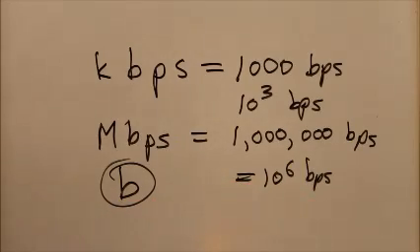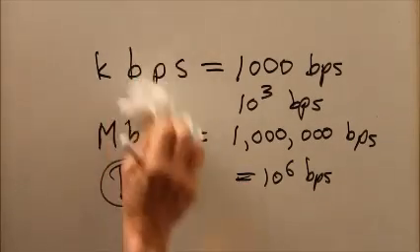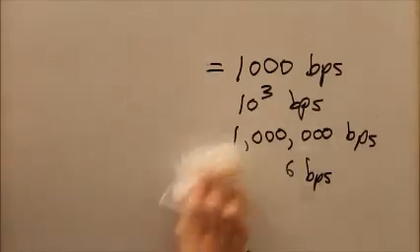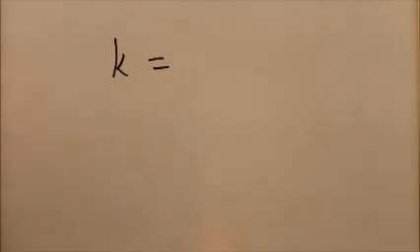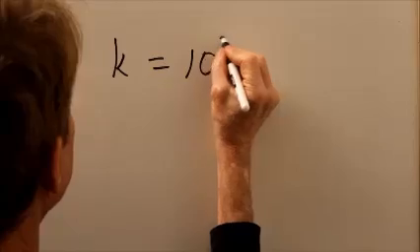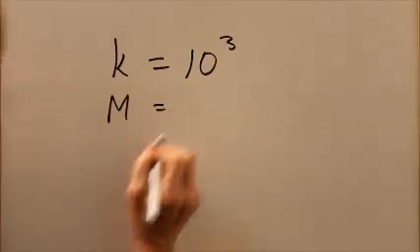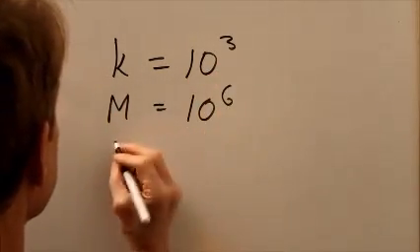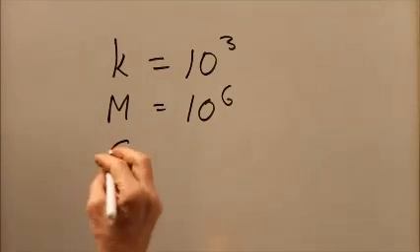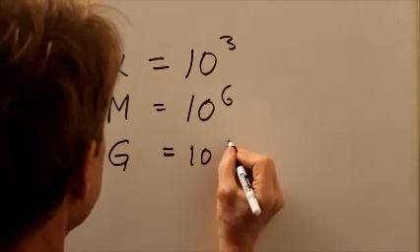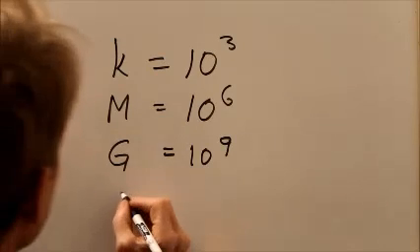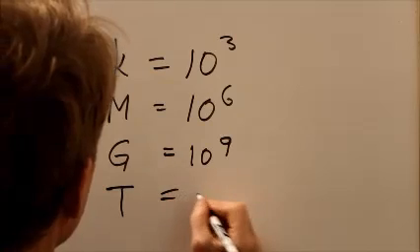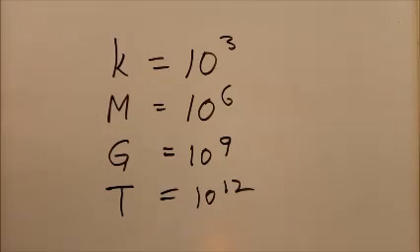As you continue to go up a gigabit per second, they go up in multiples of 1,000, or 10 to the third. So kilobits, the prefix K, means 10 to the third. Megabits per second means 10 to the 6th. Gigabits per second means 10 to the 9th. And someday you may even hear about terabits per second, which would represent 10 to the 12th.